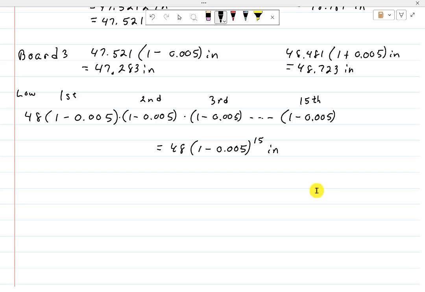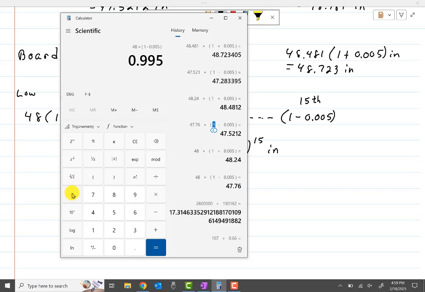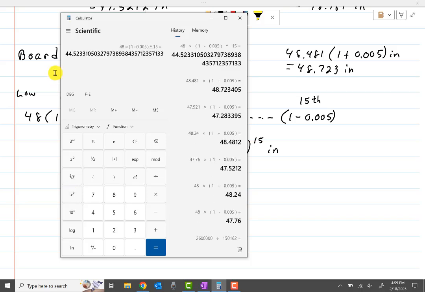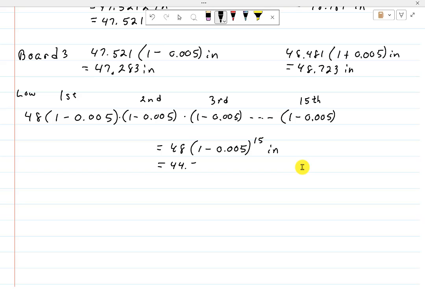Let me show you how it works on mine. Maybe you can figure it out on yours. So we'll start with our 48. I'll start a parenthesis, 1 minus 0.005. Finish the parenthesis. Now, let me pull this out so I can see what I'm going to do. I got to raise x to the y, and I'm going to put a 15. That should work. I hit enter, and I end up with 44.523. So those are my low estimates.